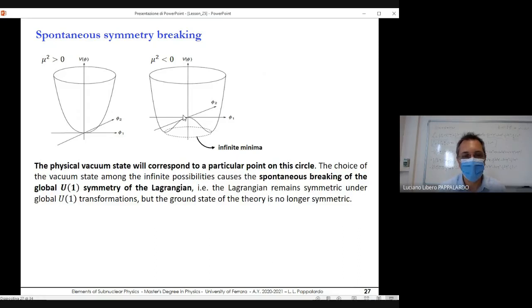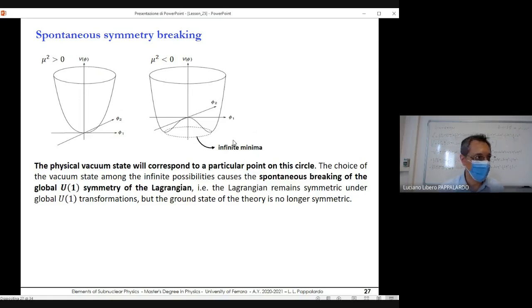Now, the physical vacuum state corresponds in the end to a particular point of this circle. So the system, by quantum fluctuation, will in the end pick one of these possible degenerate minimal energy states along the circumference. And the choice of the vacuum state among the infinite possibilities will cause the spontaneous breaking of the symmetry. We are breaking the symmetry in the sense that the Lagrangian is still symmetric under global U(1) transformation, but the ground state is not anymore.